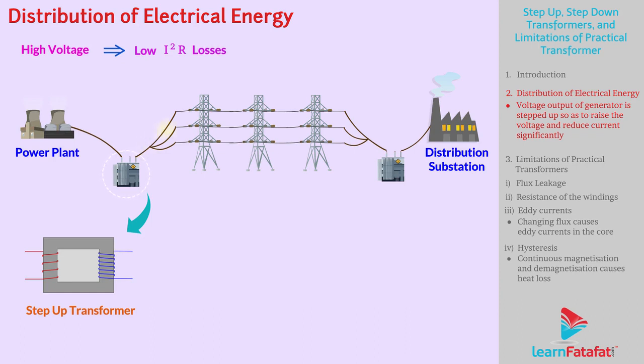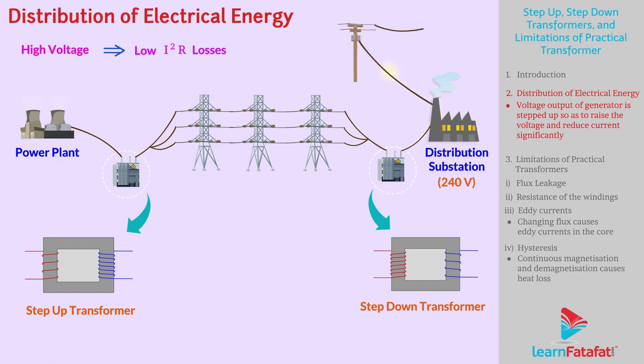It is transmitted to longer distances to a substation where the voltage is stepped down. Further, it is again stepped down to 240 volts at distributing substations and utility poles and distributed to our homes.